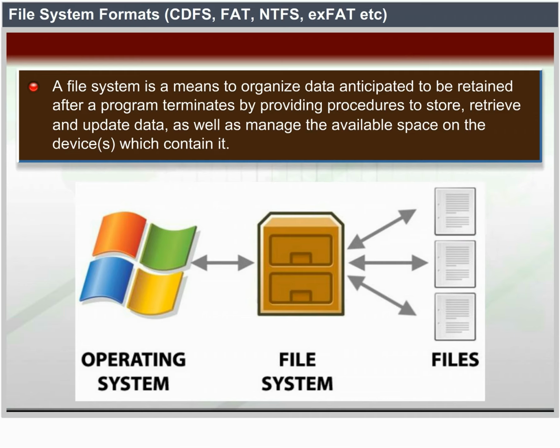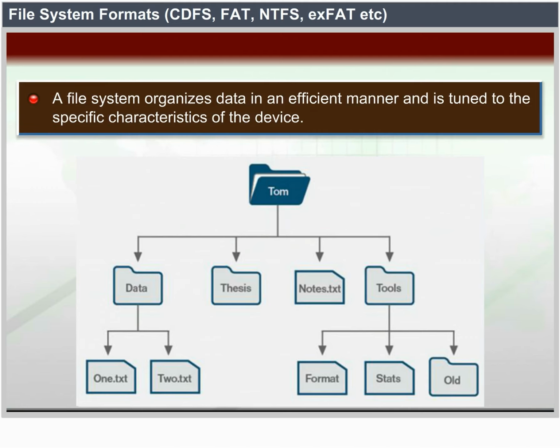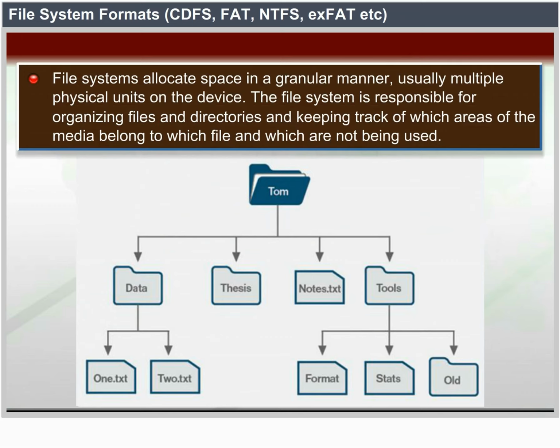File system formats define the way the data file is stored on storage media and the way they affect a file system's structure. A file system organizes data in an efficient manner and is tuned to the specific characteristics of the device. File systems allocate space in a granular manner, usually multiple physical units on the device. The file system is responsible for organizing files and directories and keeping track of which areas of the media belong to which file and which are not being used.